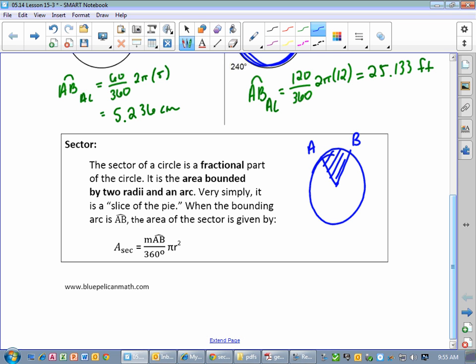Okay, so again, if we have arc AB, we want to know what's the area of this sector. We're looking for what's the area of this part of the circle. Maybe like a slice of pie or a slice of pizza. What's the area of that slice?